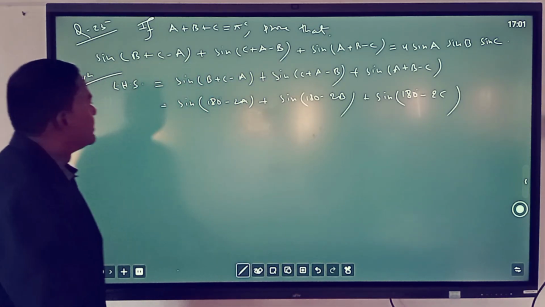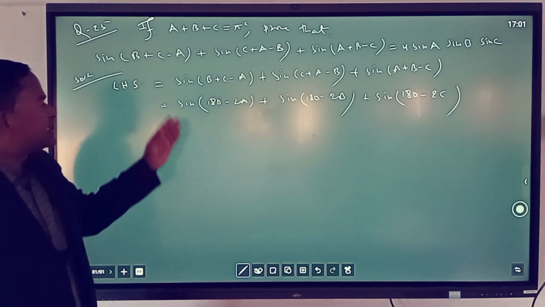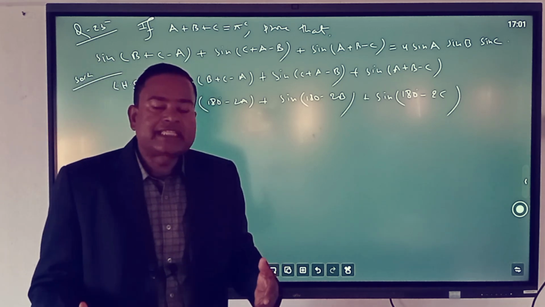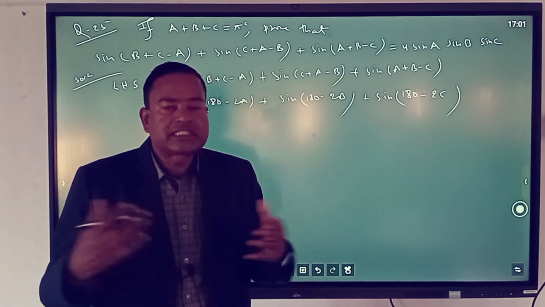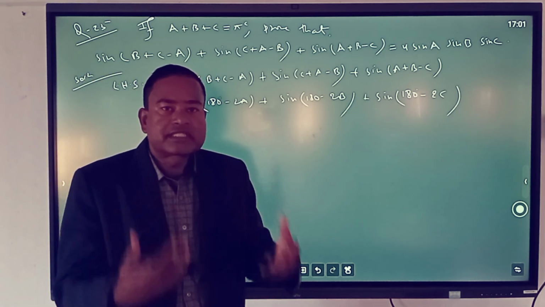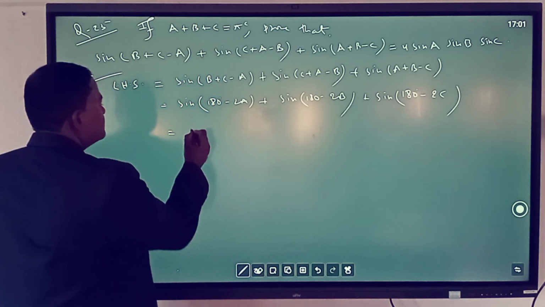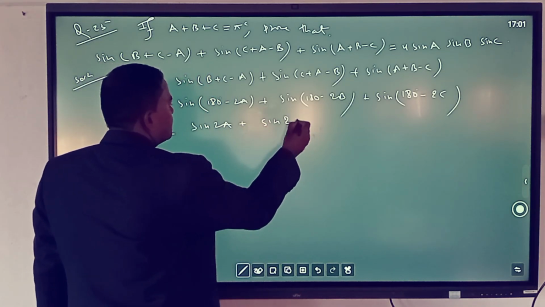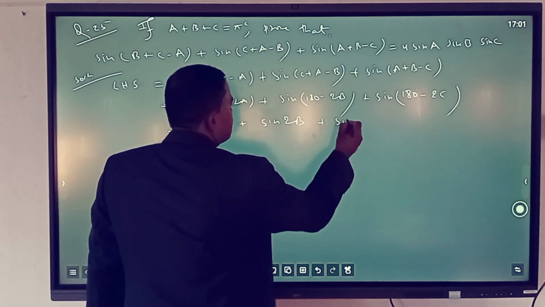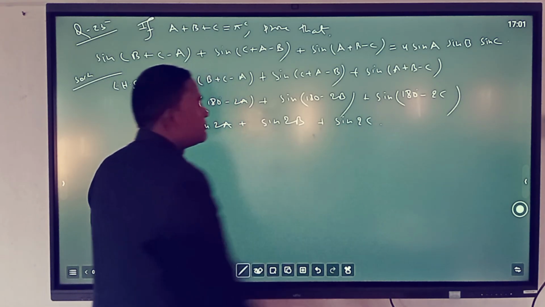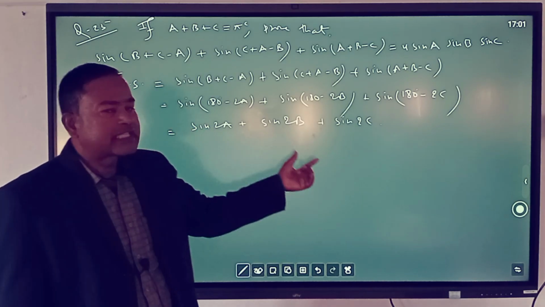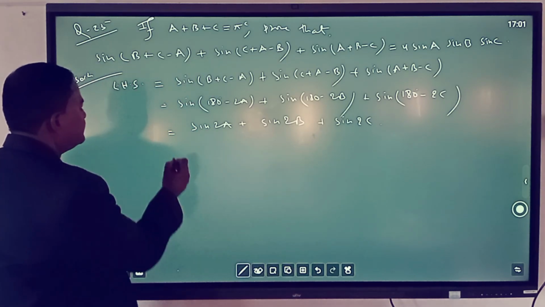Dear student, we know that 180 minus theta lies in the second quadrant. In the second quadrant, the values of sin are positive. So dear student, by using the CAST rule, we have got sin 2a plus sin 2b plus sin 2c.